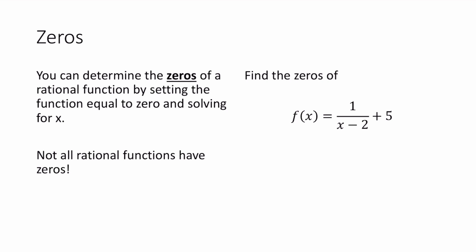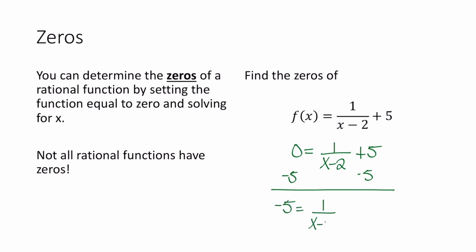So let's set it equal to 0. So we have 0 equals 1 over x minus 2 plus 5. Now we need to solve this equation for x. To solve for x, I'm going to start off by subtracting 5 from both sides. When I do that, I get negative 5 equals 1 over x minus 2.